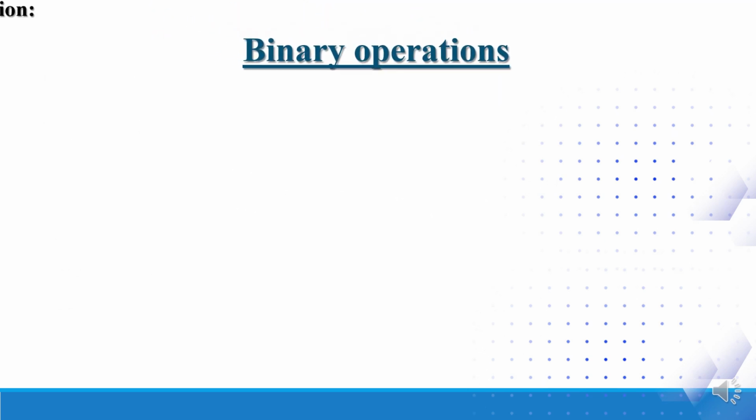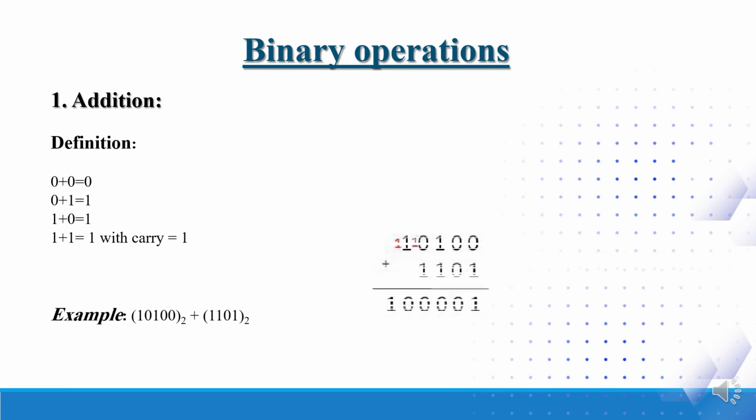Now, we understand the binary operations. First, the addition. Binary addition is simple. The rules are 0 plus 0 is 0, 0 plus 1 is 1, 1 plus 0 is 1, and 1 plus 1 is 0 with the carry 1. This is an example.